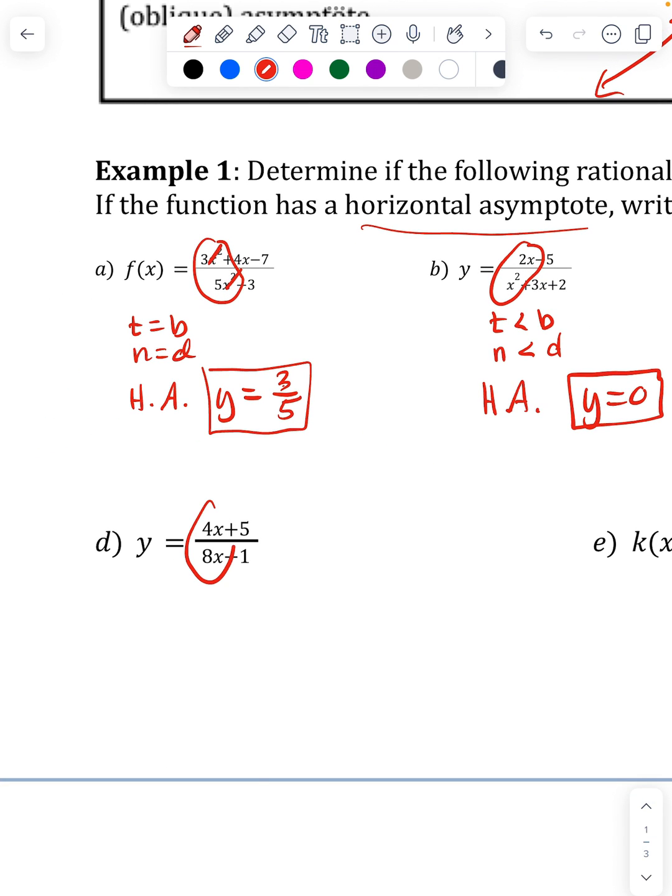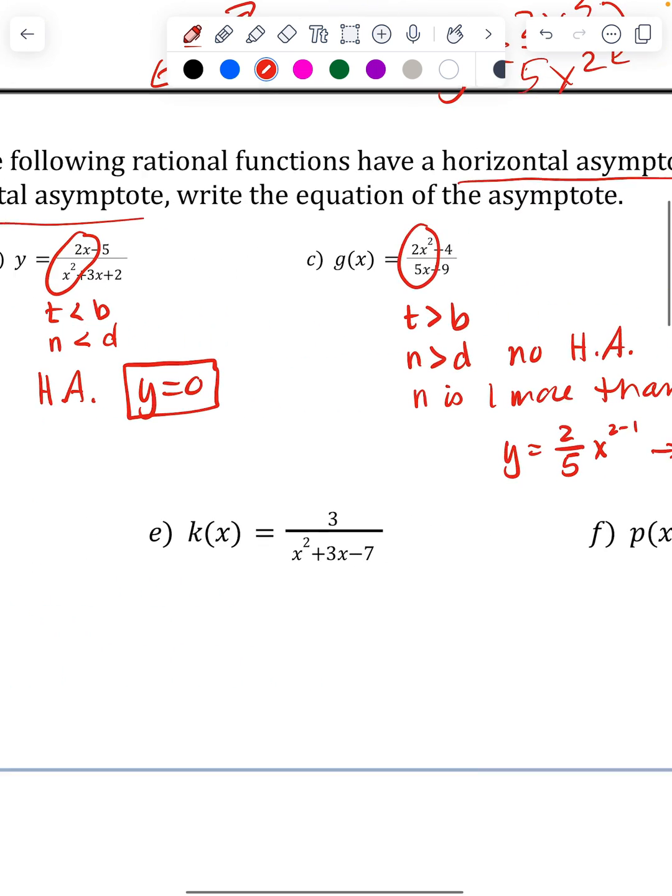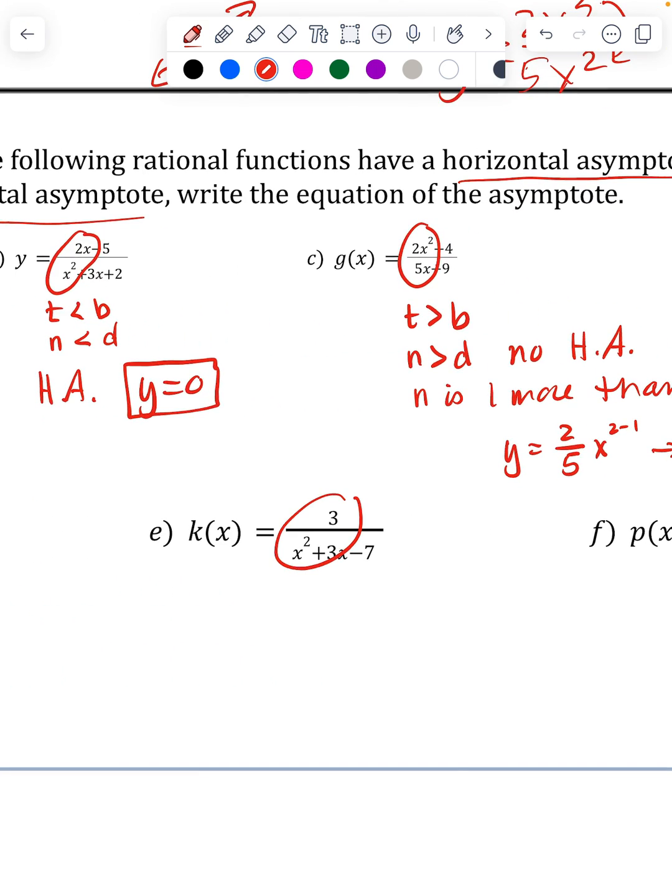Okay, same thing here. The top degree is equal to the bottom, so I use my coefficient ratio, but I obviously also use my math skills, and I write that as a reduced fraction. So that's the location of my horizontal asymptote, and will also be what the ends of my graph go towards. Here, this essentially has x to the 0 power because there isn't one, and so this time your top degree is less than the bottom, and that generates a horizontal asymptote at y equals 0.